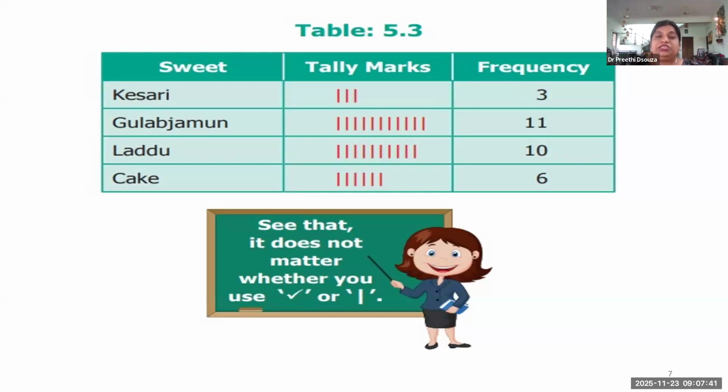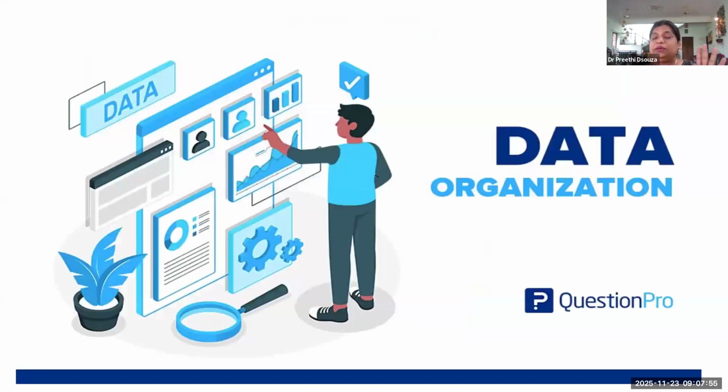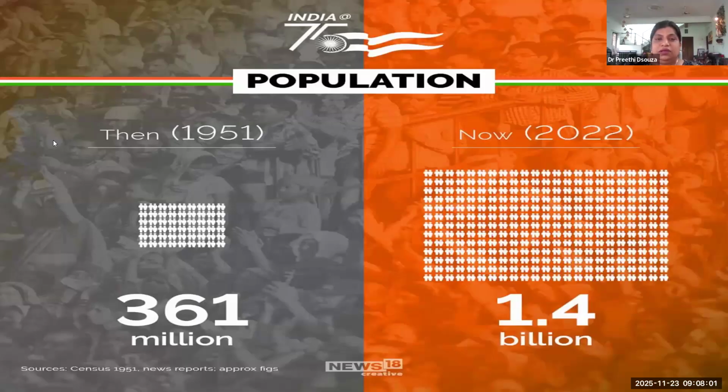Here there is a question: which is your favorite sweet? Maybe 3 people said kesari, 11 people said gulab jamun, 10 people said laddu, 6 people said cake. Do you understand? This is how you have the data which was collected and now put into tables. So we are moving on to the very interesting part, and that is data organization.